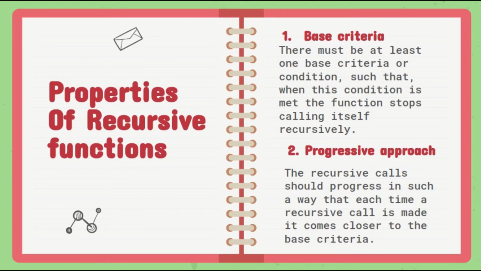So, the second one is the progressive approach. The recursive calls should progress in such a way that each time a recursive call is made, it comes closer to the base criteria, right? So that's what we can see about recursion, and those are the two main properties that a recursive function must have.